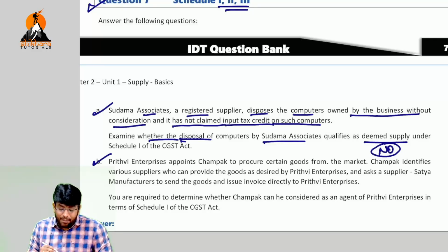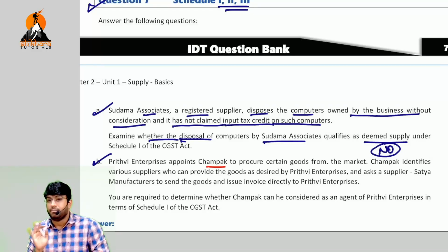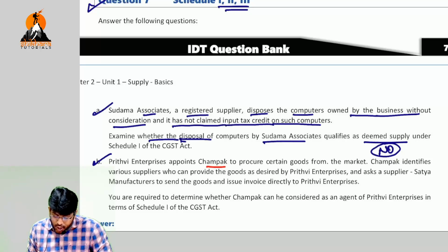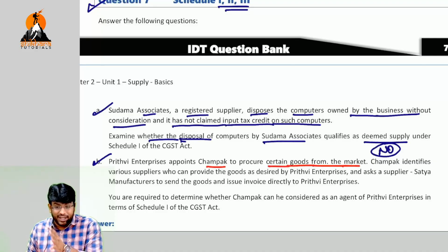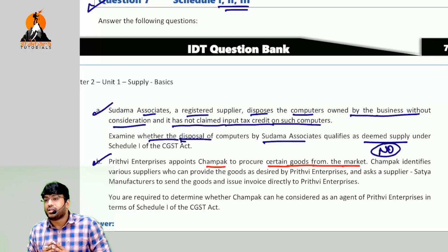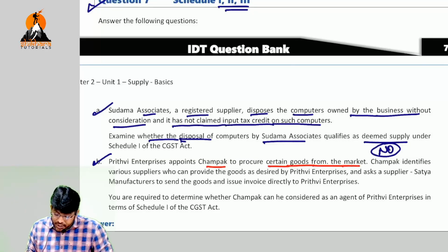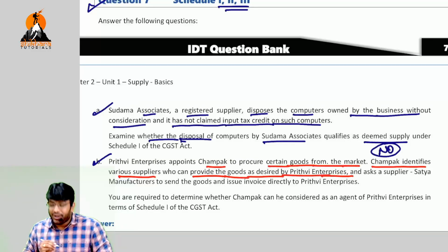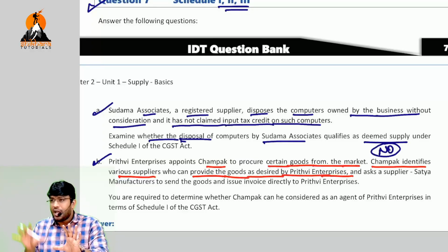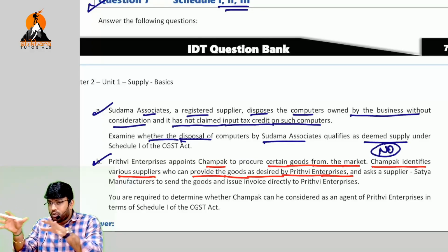Prithvi Enterprises appoints Champak to procure certain goods from the market. Sir, this point is very interesting, okay? See very clearly. Prithvi Enterprises appoints Champak to procure what? Goods on the market. Champak identifies various suppliers who can provide the goods as decided by Prithvi Enterprises. That means what? Prithvi told Champak, find out, I want to buy some goods. You find out who is good.